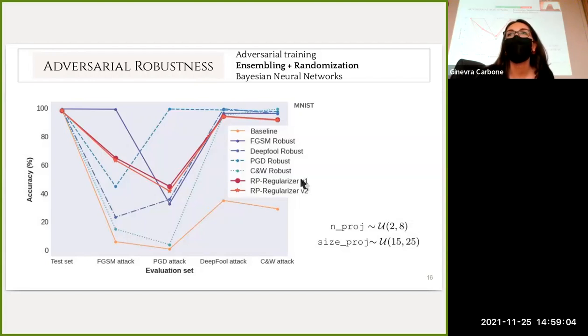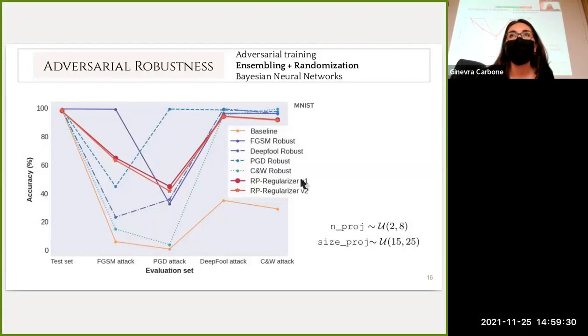Maybe it's not a really interesting question, but when you are attacking the adversarially defended or RP regularized network, are you using attacks generated against that same network or against the original? The original one. Always against the original one, yes.